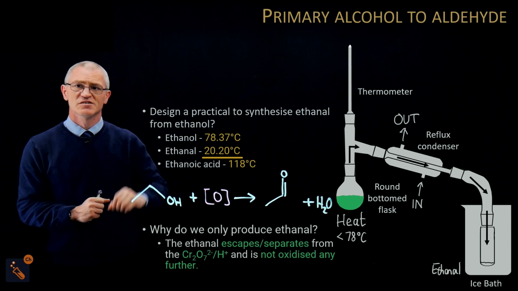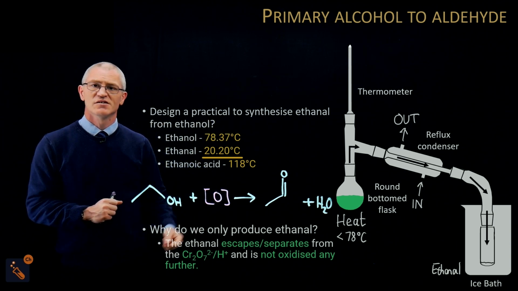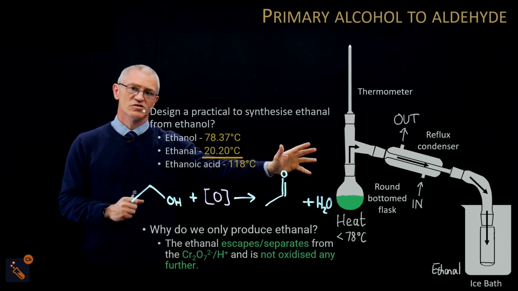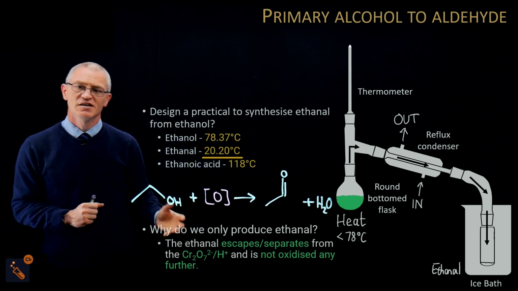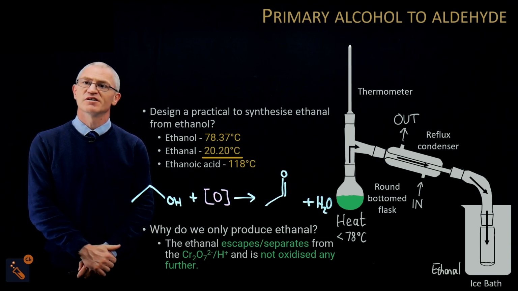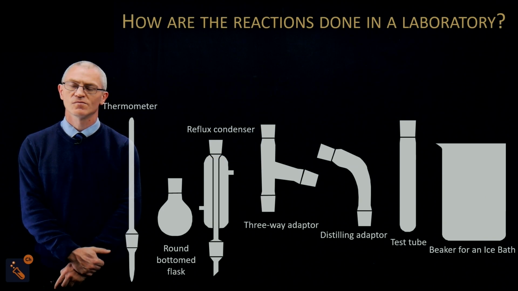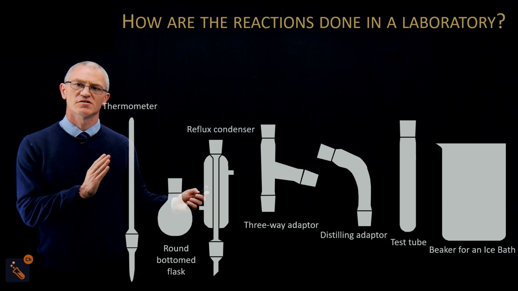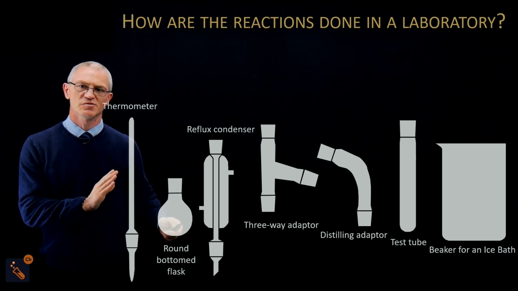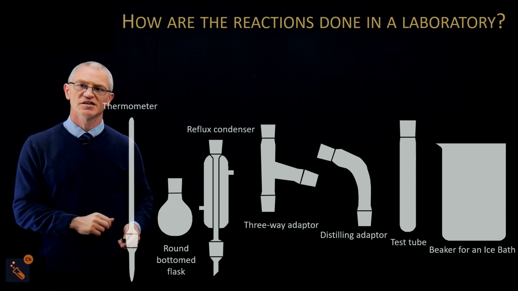So normally in these questions, they'll get you to design the practical, they'll get you to do the equation, they'll get you to draw, through the design, draw the distillation, and explain why this only creates the aldehyde and doesn't create the ethanoic acid as well. We're now going to focus on reflux. So we've got our different apparatus within the laboratory again, and we're going to turn it into the reflux apparatus and show you the next style of question.